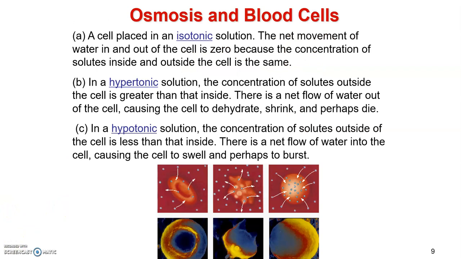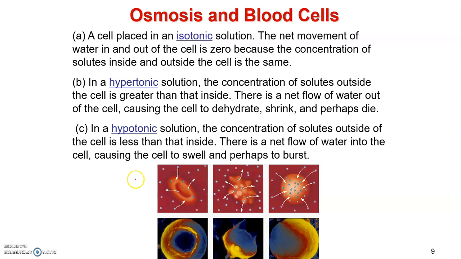So here is the application of osmosis. For example, a cell in an isotonic solution. So what is an isotonic solution? In an isotonic solution, the concentration inside and outside of the cell is equal. Thus the net movement of water in and out of the cell is zero, because the concentration of solute inside and outside the cell is the same.